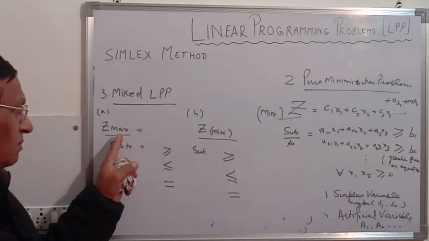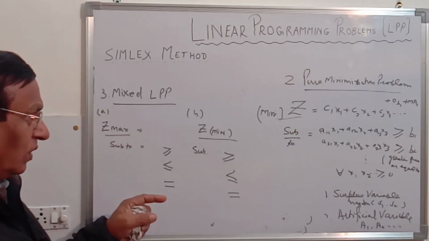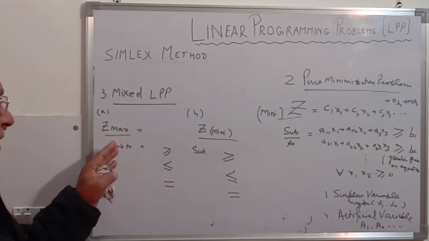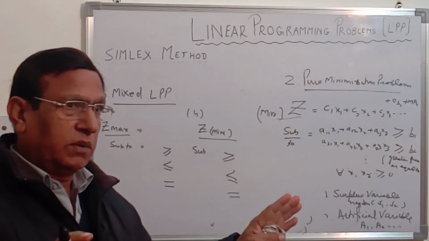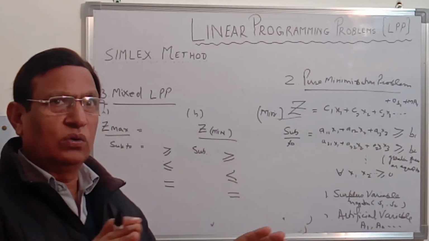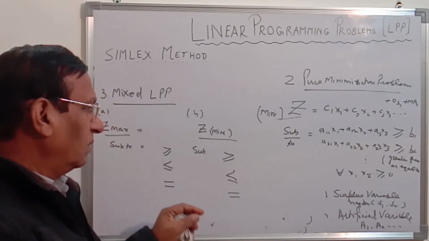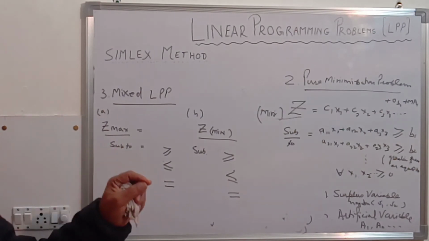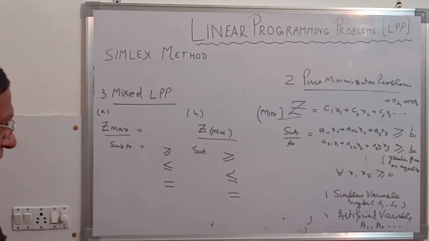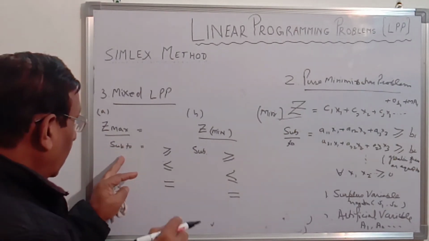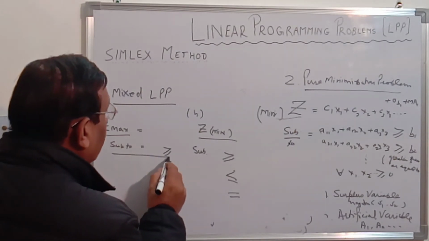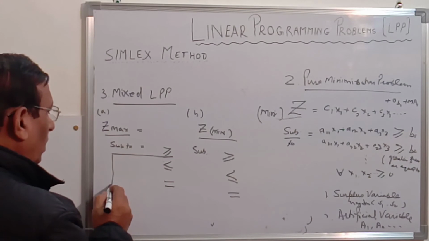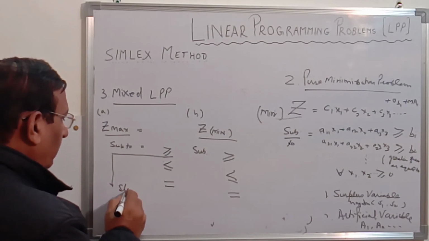In case of objective function, Z can be either maximum or minimum. That is no other option. So stick to your problem, whether it is of maximization or minimization. If the constraint is less than or equal to, then you will use only slack variable.